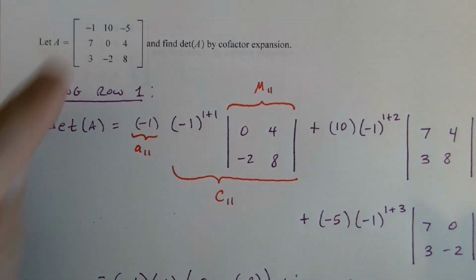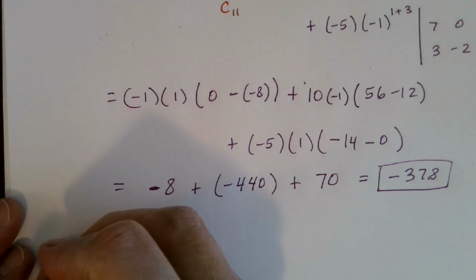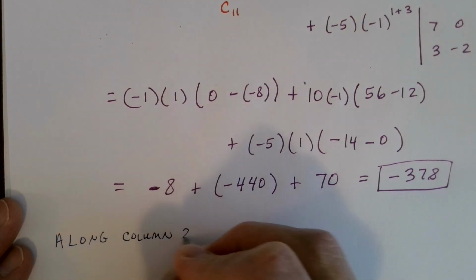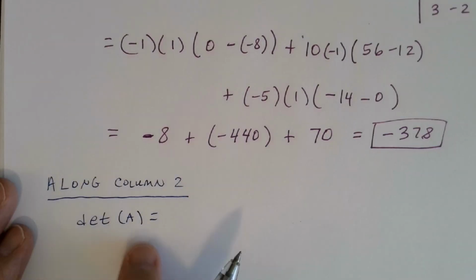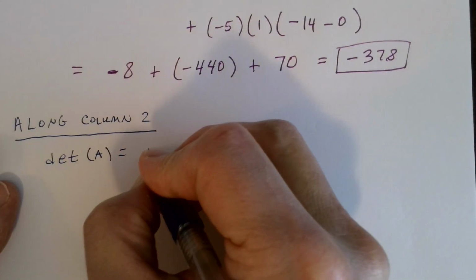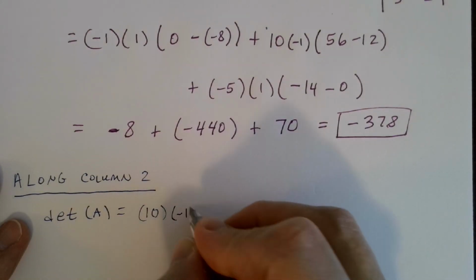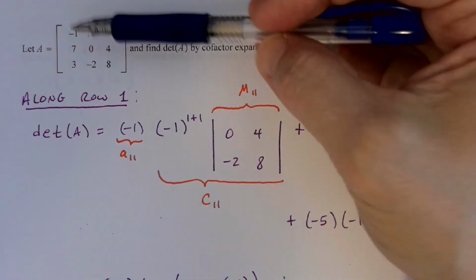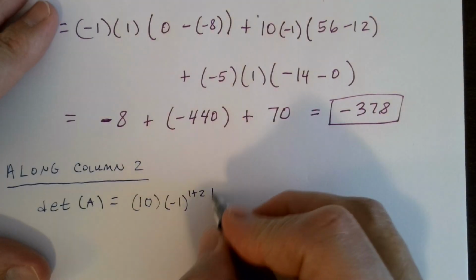I'm going to do cofactor expansion actually along the second column. Let me do this in a different color here. So I'm going to go along column 2. And so column 2, we got 10, 0, and negative 2. So first of all, the first entry in column 2 is 10, and that's in the first row, second column. So it's negative 1 to the 1 plus 2. In fact, it's going to be identical to this one we did up here, right? Because again, I do the power t thing, take out that row, take out that column, and 7, 4, 3, 8, just like we had there. So that's the same.